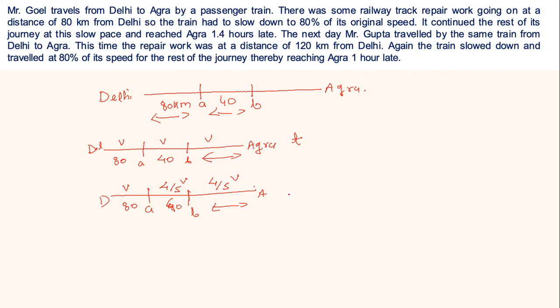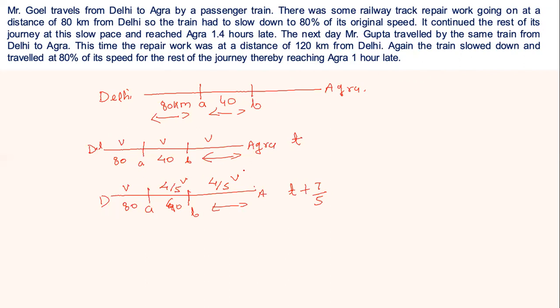Now what is given is, on the second day, the time taken is T plus 1.4 hours, 1.4 hours late. So 1.4 hours, if you convert it into fractions, is 7/5. I hope you know how to convert it into fractions. 0.1 hour means 6 minutes. So 0.4 hours means 24 minutes. So 1 hour 24 minutes, convert it into fractions. Why have I converted it into fractions? Because I am writing everything in fractions.